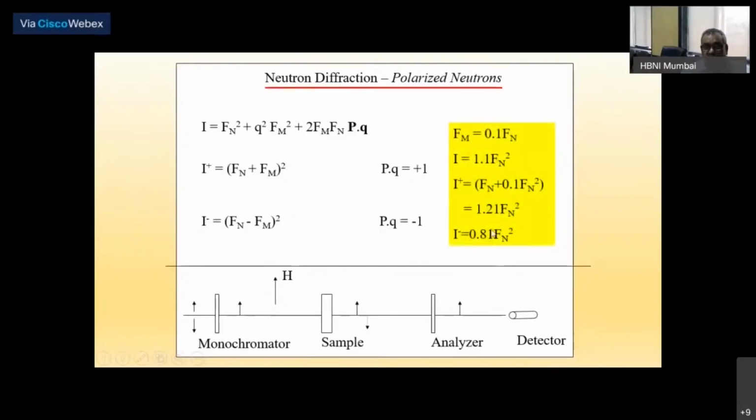So just a very small example: if you have magnetic scattering which is 0.10% of the nuclear scattering, then the overall intensity will be, you can write down, Fn square plus 0.1 Fn square, which will be around 1.21 times. So basically, if the magnetic structure and nuclear structure are commensurate, let me emphasize this. I wish I could use the black book.